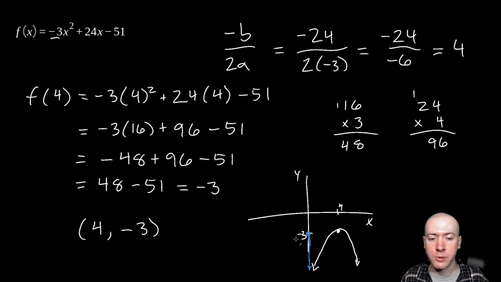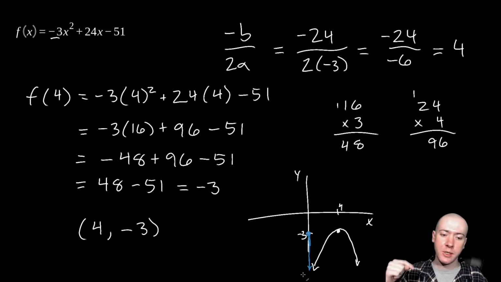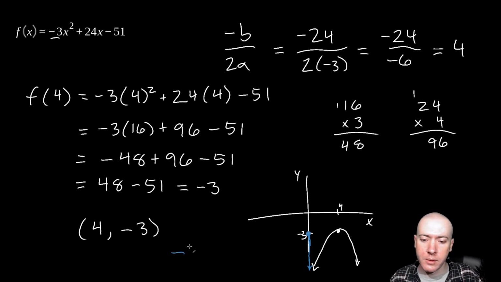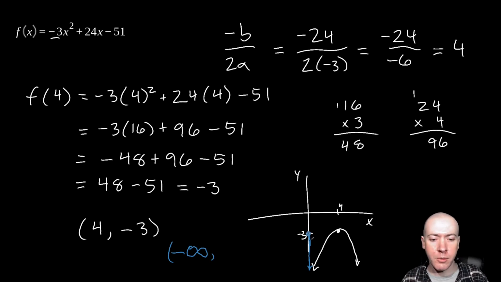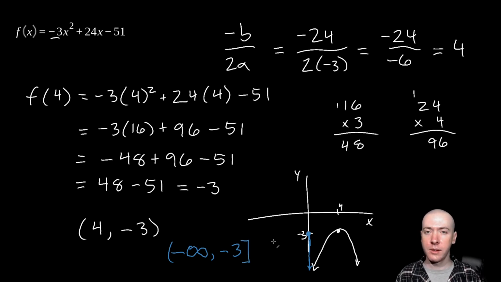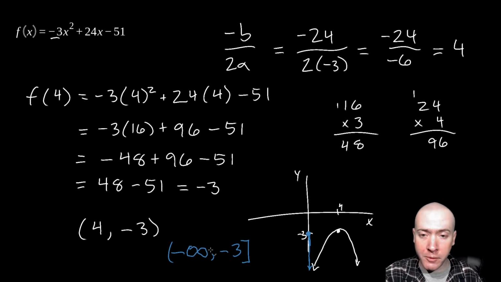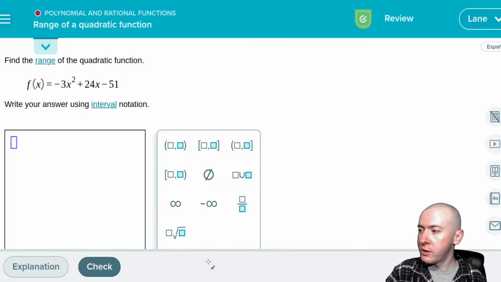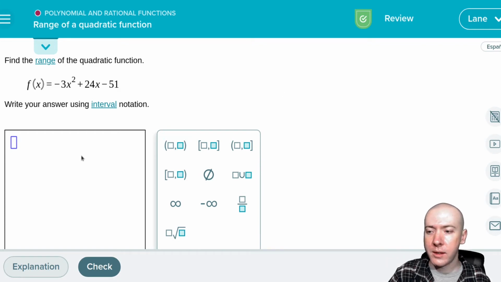So to write the range using interval notation, we need to start with the bottom of that range, which is negative infinity. And then we end with the top of the range. So the range ends at negative 3, right? And the range includes that point because negative 3 is a point on the function. So we use a square bracket on that end. All right, so negative infinity to negative 3 should be our range. Let's check that.